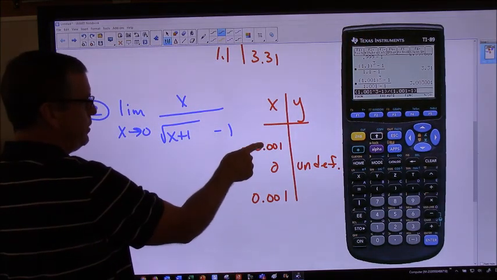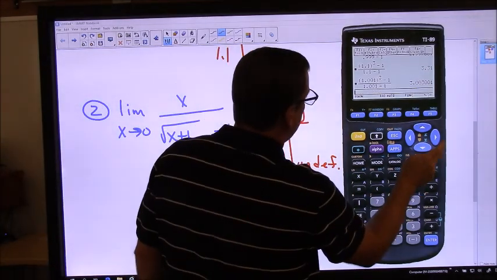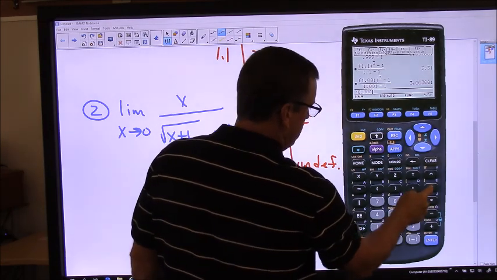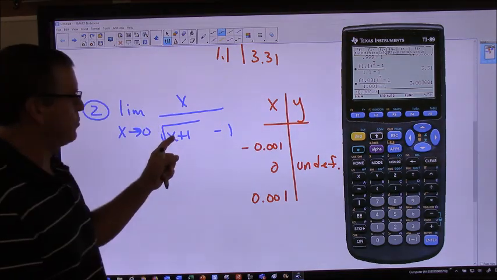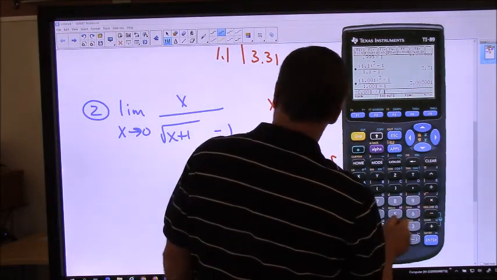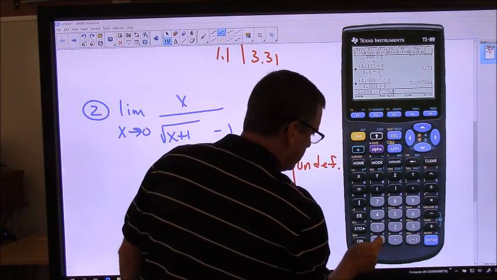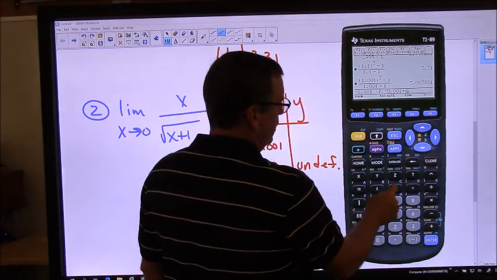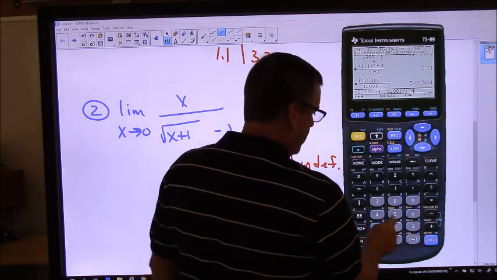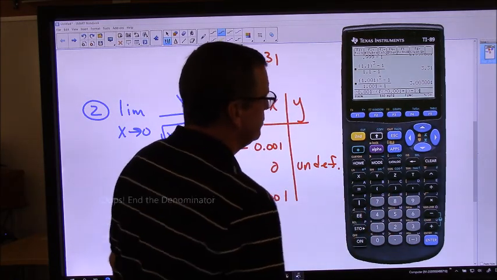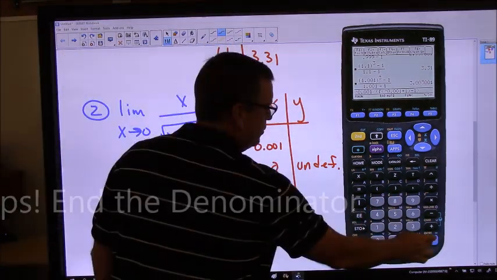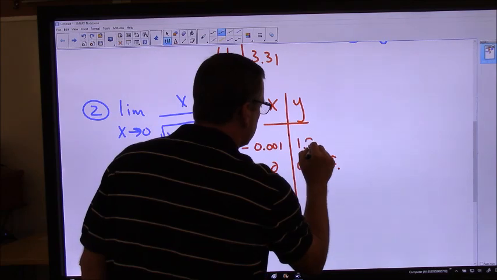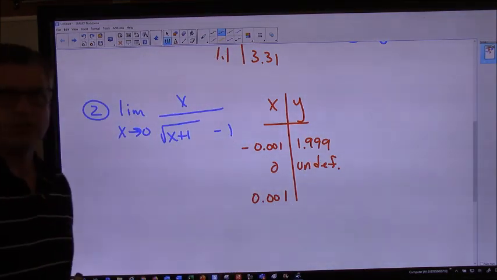I'm plugging in negative 0.001. So let me clear this off. I've got a negative 0.001 divided by, in parentheses, the square root of negative 0.001 plus 1, end the square root, and then subtract 1, and then end the numerator. Okay, we hit enter, and I got 1.999. Kind of looks like my answer is going to be 2, right?